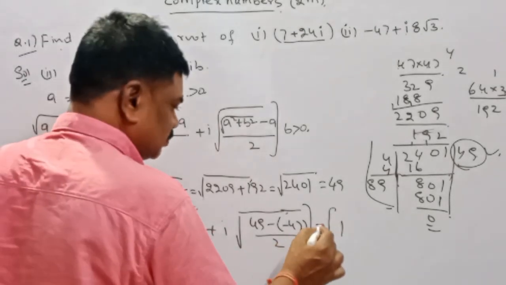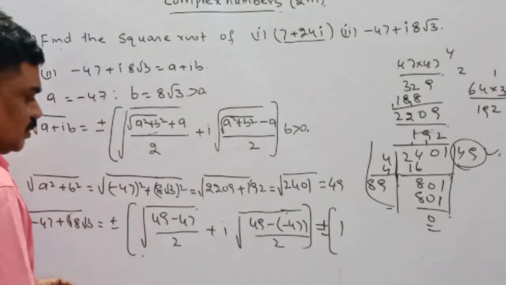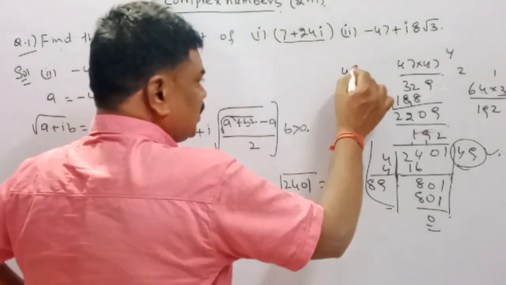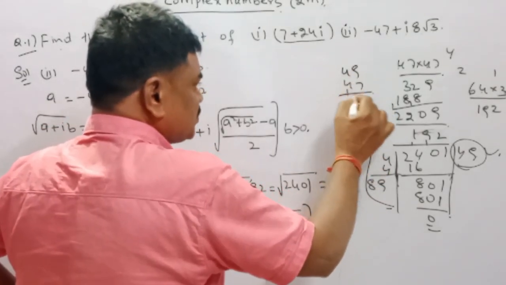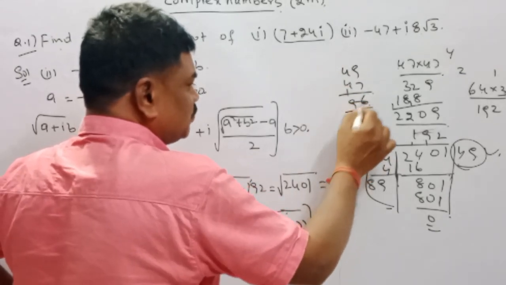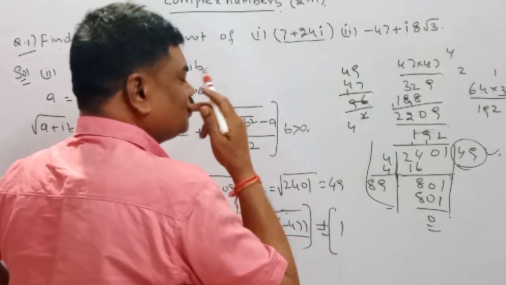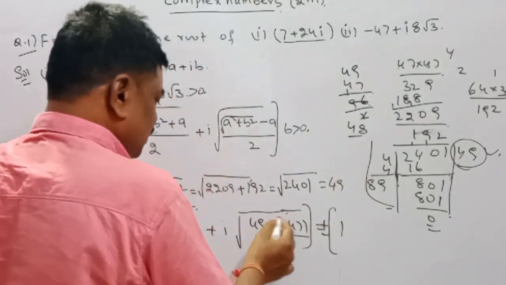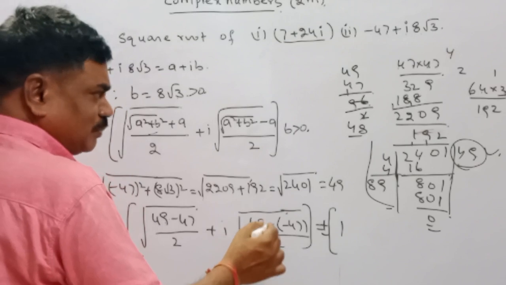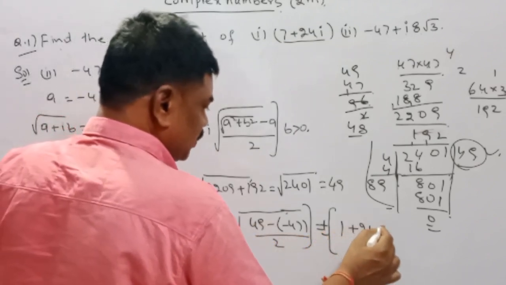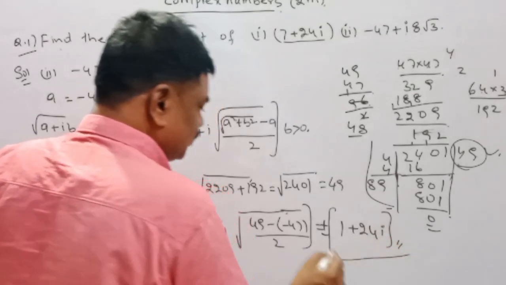So this is 1, plus or minus i times the square root of (49 plus 47) by 2. 49 plus 47 is 96, and 96 by 2 is 48. 48 by 2 is 24. So this is 24i.